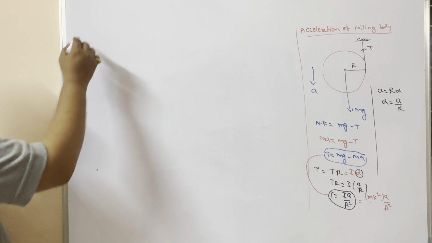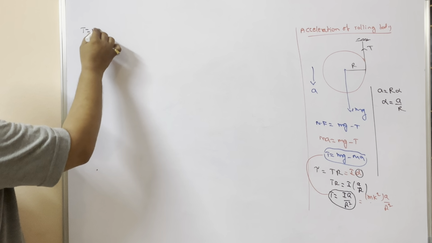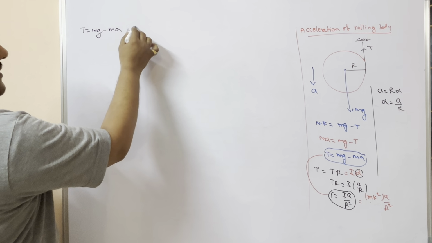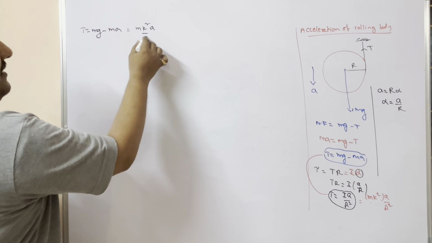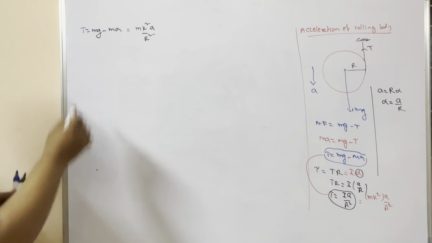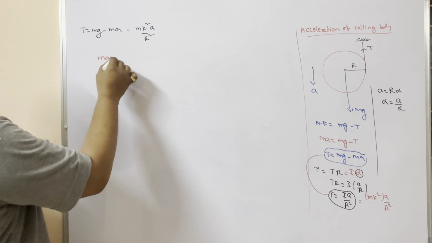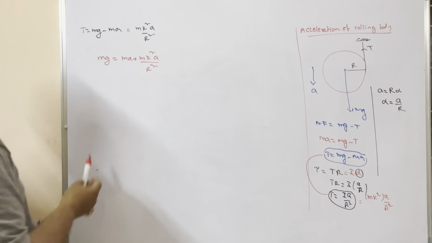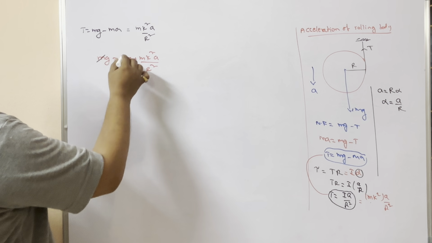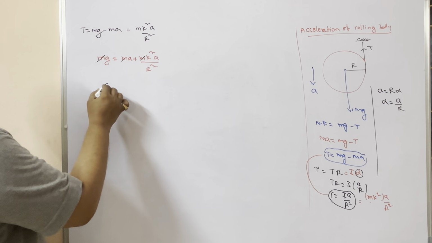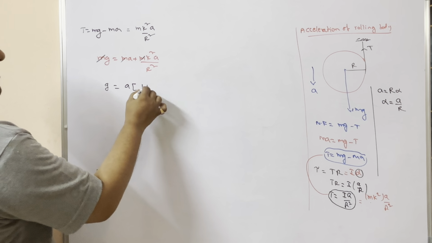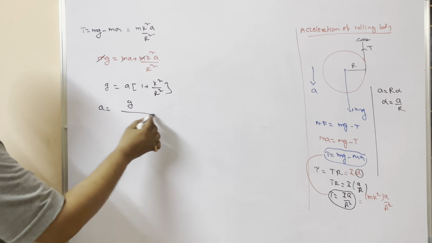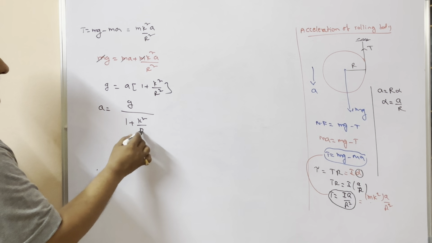Now see, T equals mg minus ma. T equals m k square a by R square. So send this one to that side. mg equals ma plus m k square a by R square. So what will be cancelled? m will be cancelled. Then g is equal to a, if it is common, times 1 plus k square by R square. Then what is a? a equals g by 1 plus k square by R square.